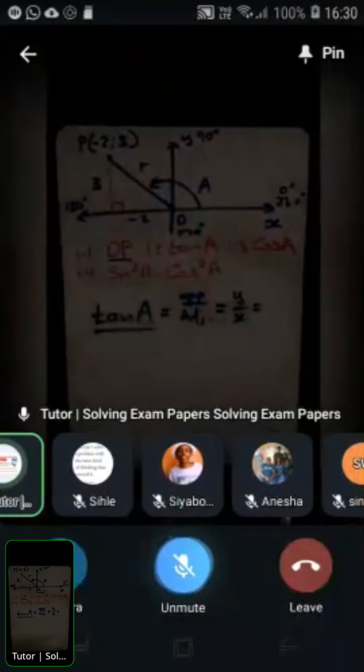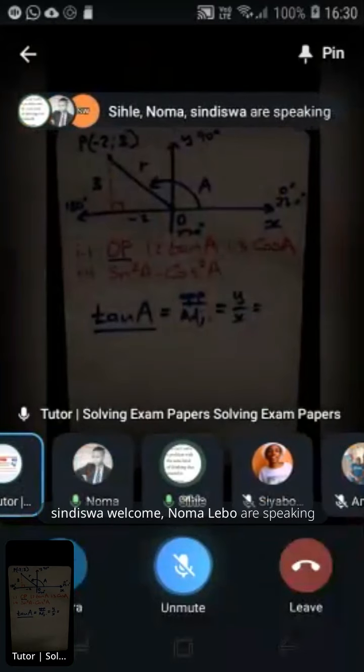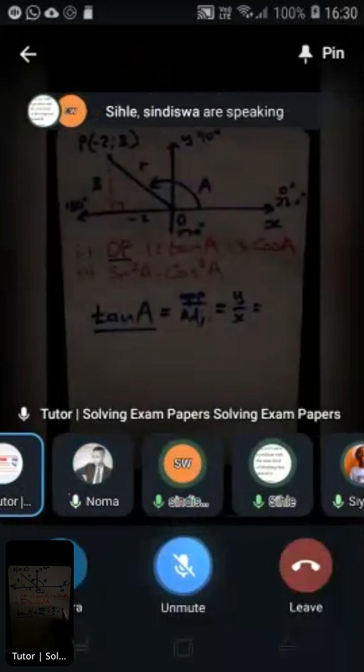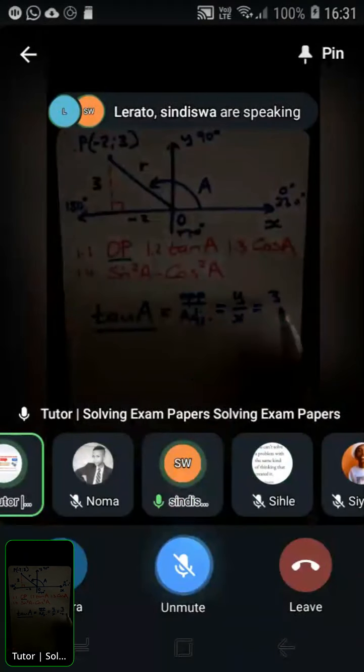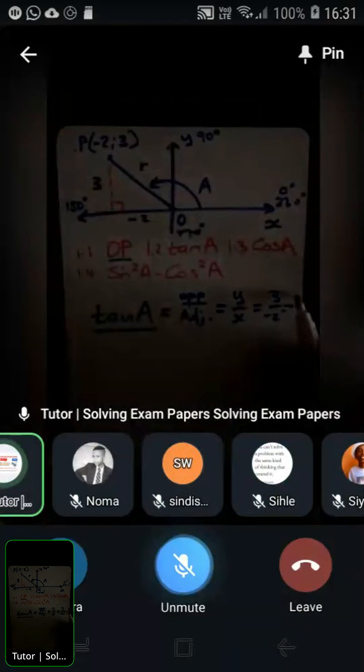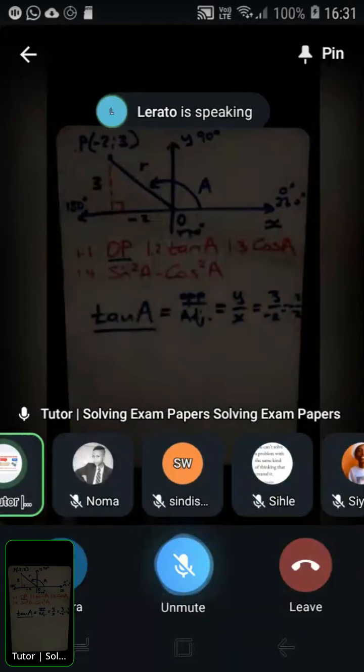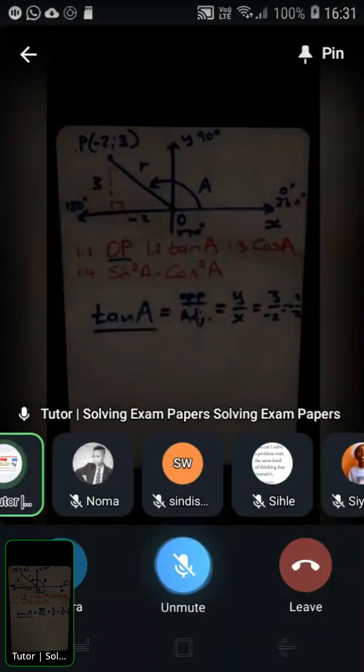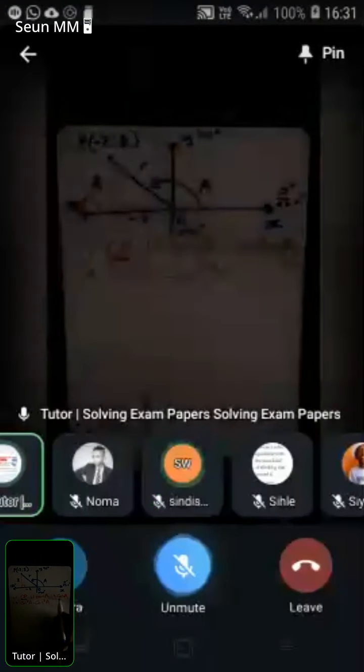Substitute the values. It's 3 over negative 2. So it's 3 over negative 2, which is the same as negative 3 over 2. So that makes sense to everyone, isn't it? Yes, sir. So you do the same for that question where they say cos A. So work out this one and tell me or mention what is the final answer.